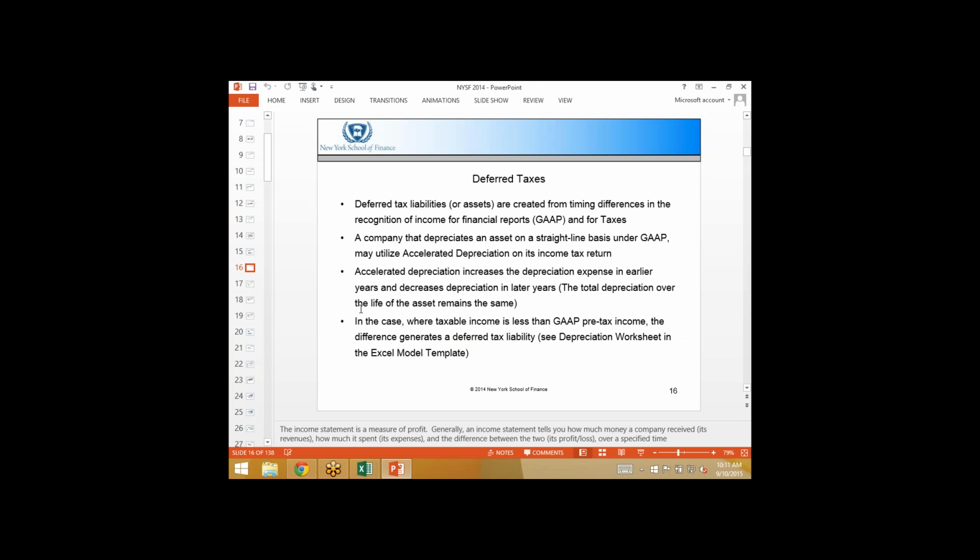So you are allowed to, under certain conditions, use 2 separate methods of depreciation for book versus tax purposes. You are allowed to depreciate your assets on, for example, a straight line basis for GAAP purposes, yet for tax purposes, accelerate the depreciation. Why would you want to do that? For tax purposes.